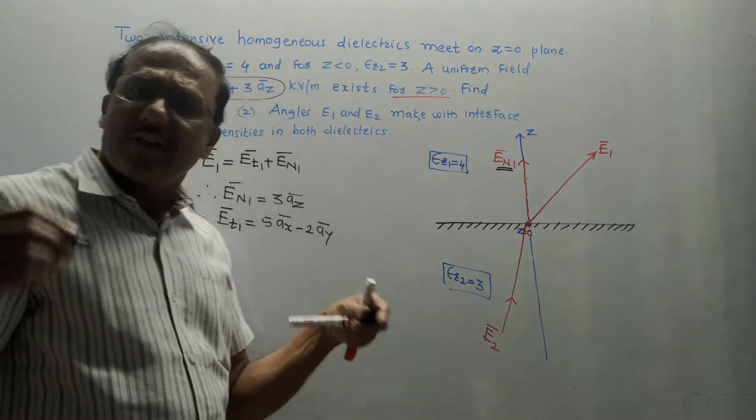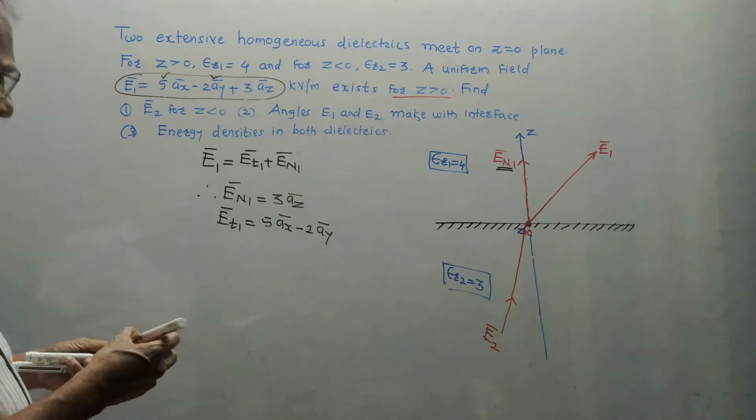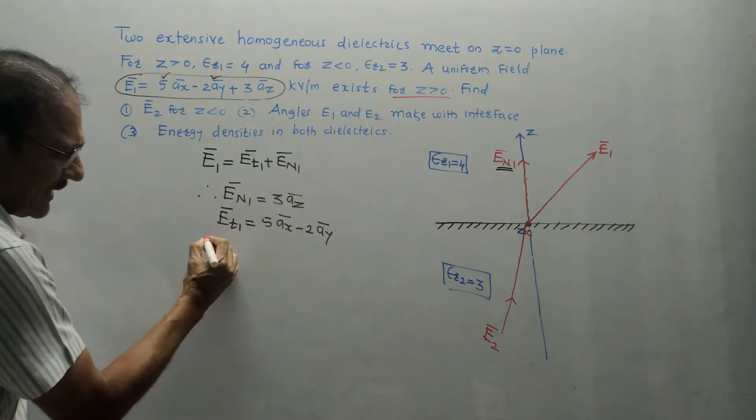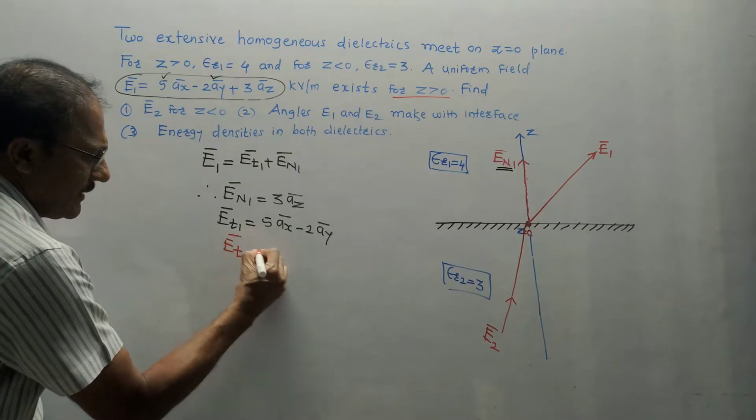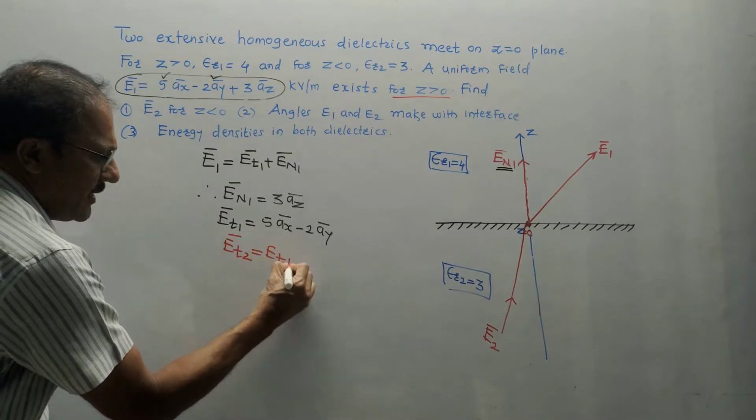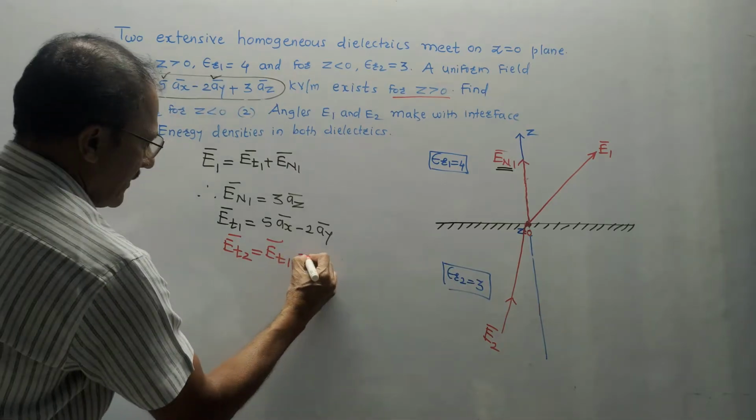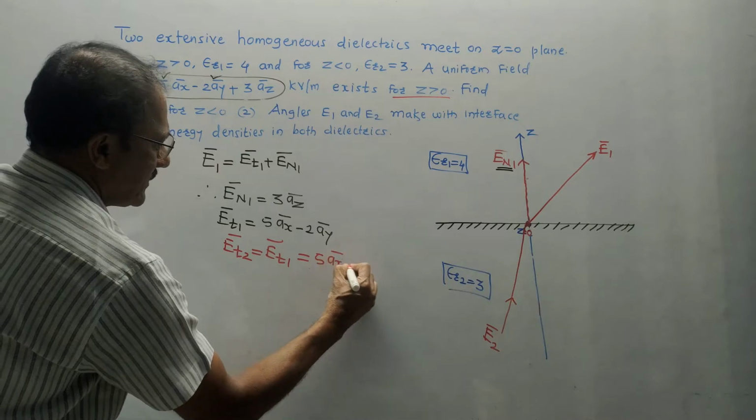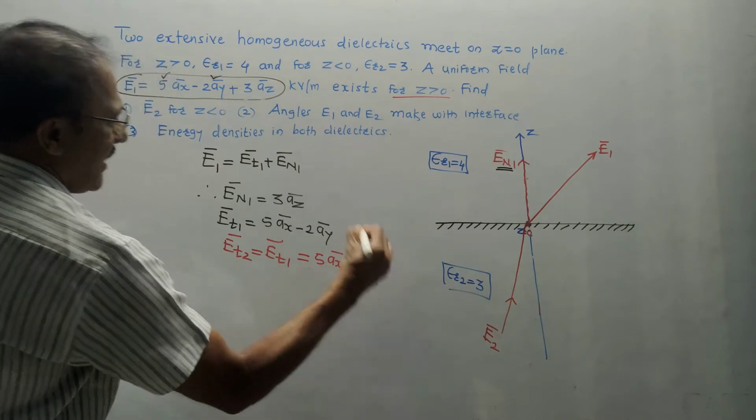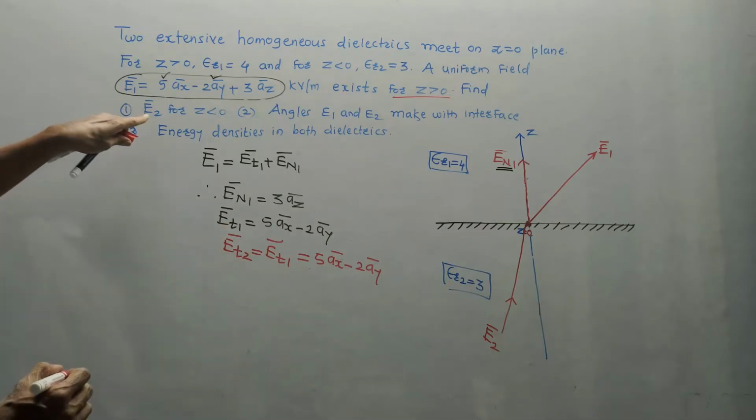Now you need to refer the boundary conditions. So boundary conditions are very simple as far as numericals are concerned. So you need to mention in the exam like this: according to boundary conditions, Et2 bar is equals to Et1 bar. So this is one of the boundary conditions. So naturally, equation of Et2 bar, I will write it like this: 5ax bar minus 2ay bar, as it is same as Et1 bar. What I am supposed to calculate? E2 bar.